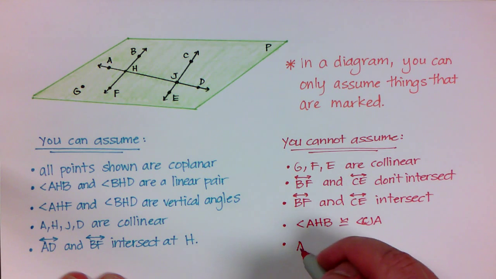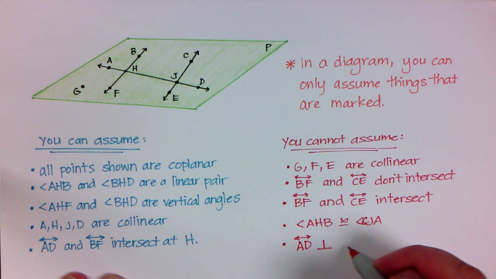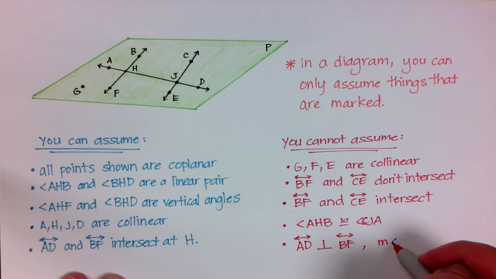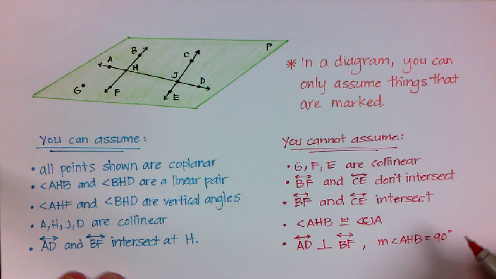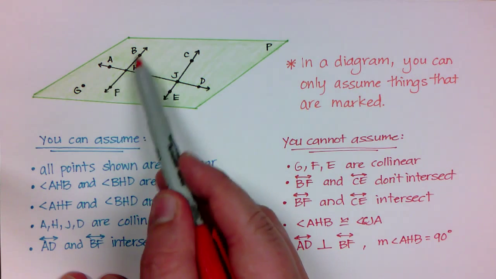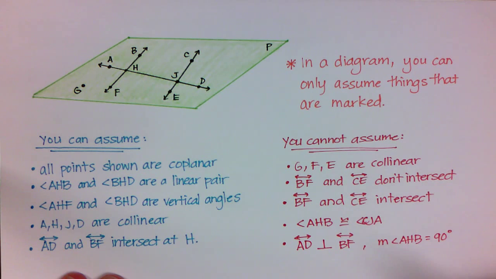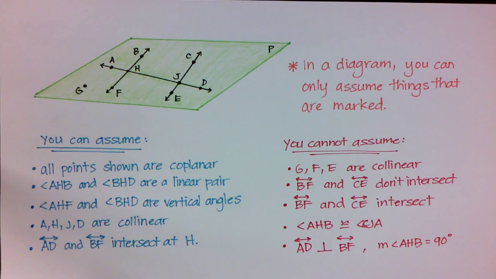And finally, I cannot assume that AD, that line, is perpendicular to BF, which means that the measure of, let's just say, angle AHB is equal to 90 degrees. That's what perpendicular means, that two lines cross and they form 90 degrees. I can't assume it, even though it does kind of look like they cross at exactly 90 degrees. It's just something I can't assume unless there was a marking to indicate that. So this is primarily what we're going to be doing in this lesson: looking at different postulates, the rules that we know, looking at diagrams, understanding what we can assume from the picture and what we can't.